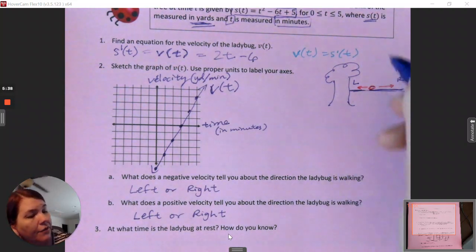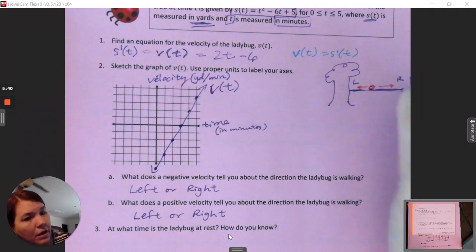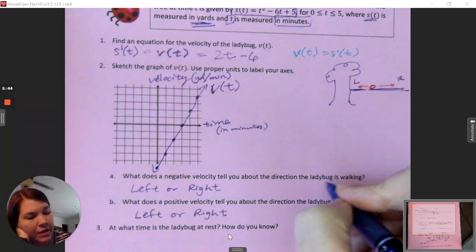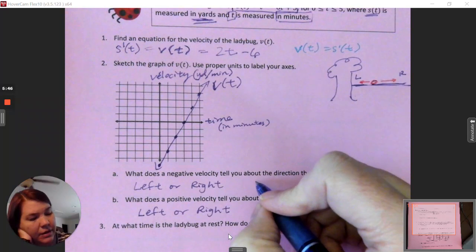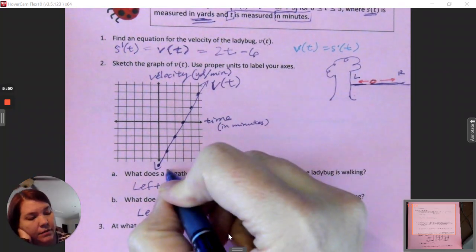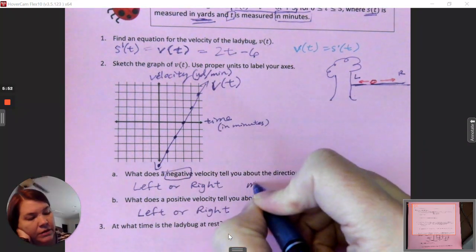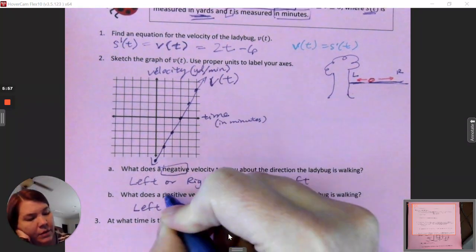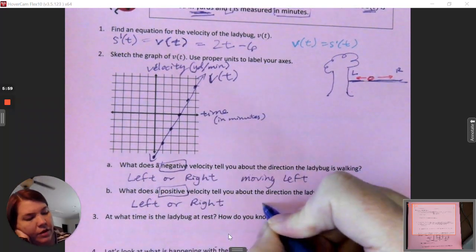So for this situation, if we're talking about number line movement, right is positive. So a negative velocity means that the ladybug is going to the left. Since it's negative, that means moving to the left. If it's positive, then we're moving right.